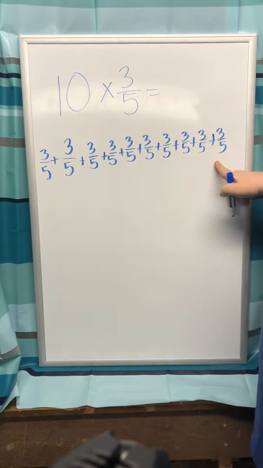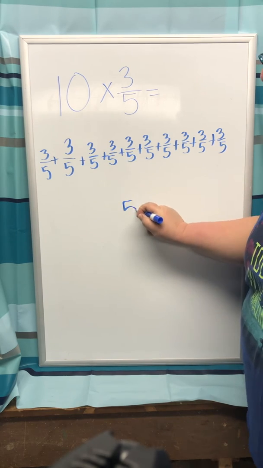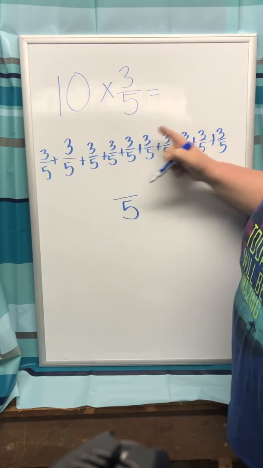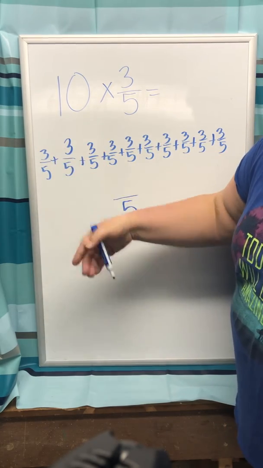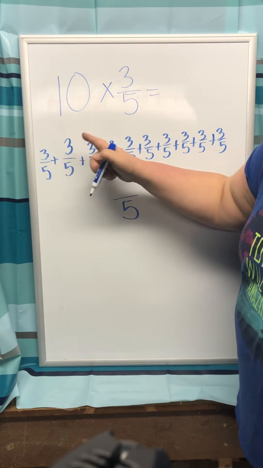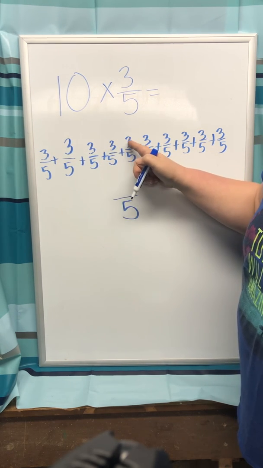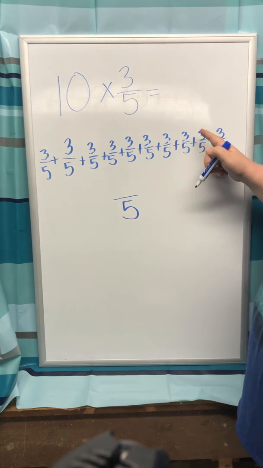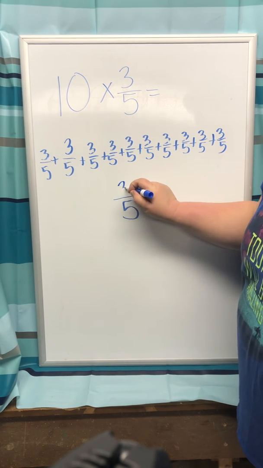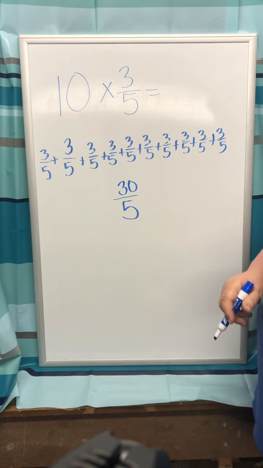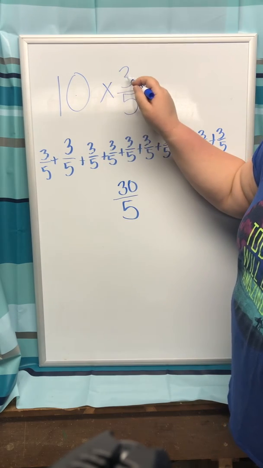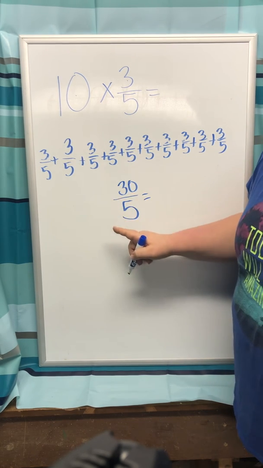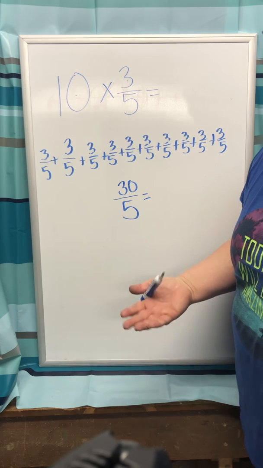Again, I know that all of my denominators are 5, so in my answer, I'm going to have a denominator of 5, and all I'm doing now is adding all of my numerators. So think about your multiples of 3. 3, 6, 9, 12, 15, 18, 21, 24, 27, 30. I can also think about it as 10 times 3. So I now have 30/5. 30/5, what kind of fraction?